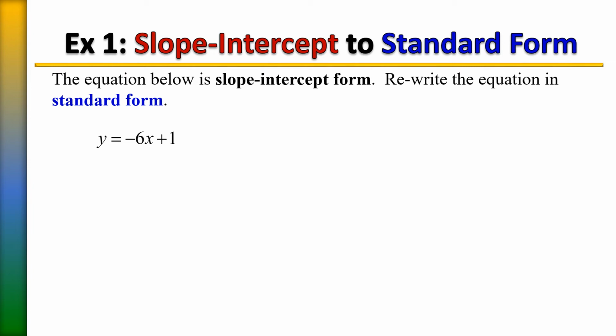So the first thing we need to do is move the x term from the right side to the left. In order to do that, we're going to have to do the opposite operation. So here we have -6x. The opposite of -6x would be +6x. So I'm going to have to add 6x to each side. Once we do that, we now have the equation in standard form, where the x term is first, then y, and then the constant, the number, is on the right side all by itself. And there you have it.